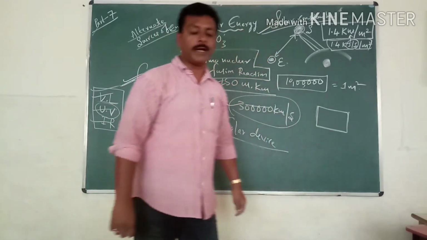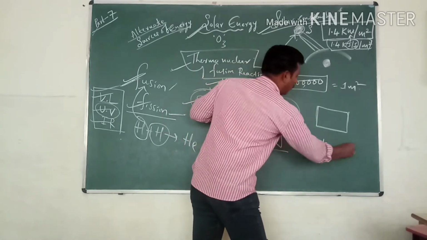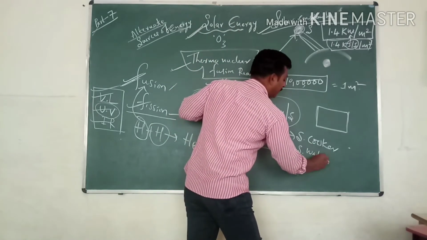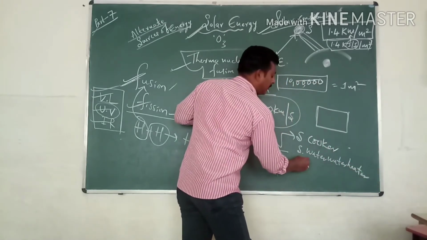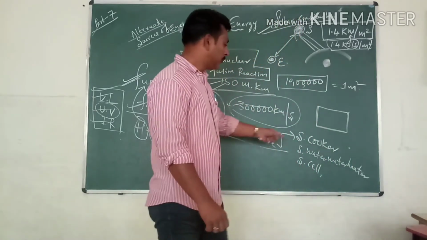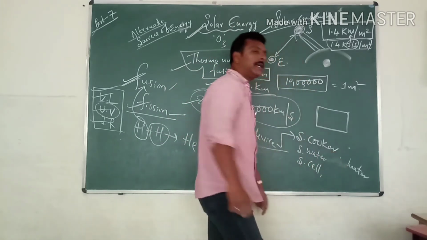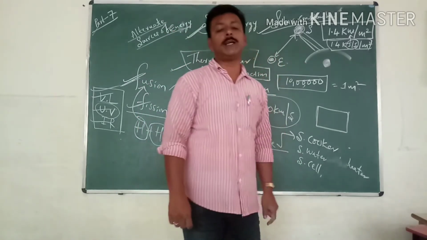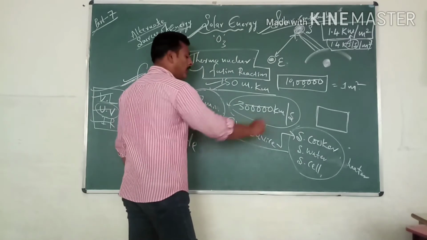So what are the solar devices? Give examples. One is the solar cooker. I think all of you have heard of the solar cooker. Next, the solar water heater. Number 3, the solar cell. Just now I said, with a solar cooker we can cook food, with a solar water heater we can heat water, and with the help of a solar cell we can generate electricity. So these are collectively called solar devices.